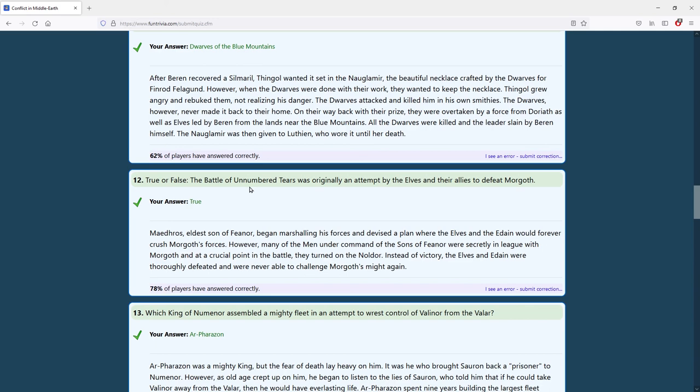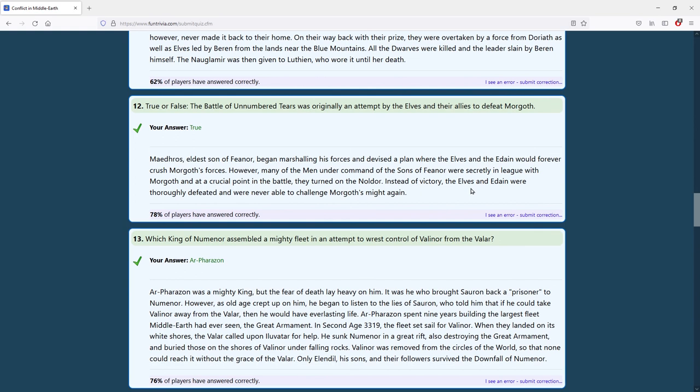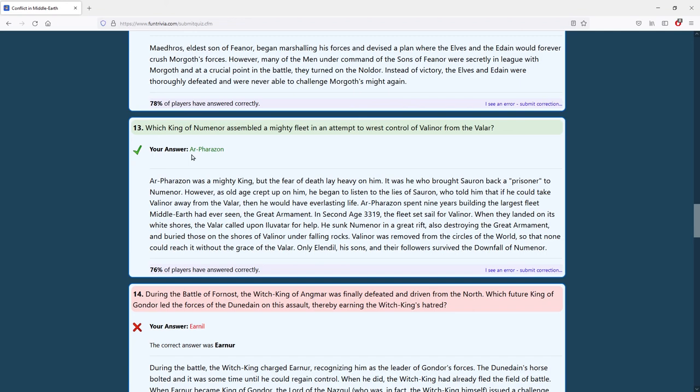The Battle of Unnumbered Tears was originally an attempt by the elves and their allies to defeat Morgoth. Okay, so Maedhros, eldest son of Fëanor, began marshalling his forces and devised a plan where the elves and the Edain, the first humans, I think it was, would forever crush Morgoth's forces. However, many of the men under command of the Sons of Fëanor were secretly in league with Morgoth, and at a crucial point in the battle they turned on the Noldor. Instead of victory, the elves and Edain were thoroughly defeated and were never able to challenge Morgoth's might again. Yeah, Farazon, yeah.